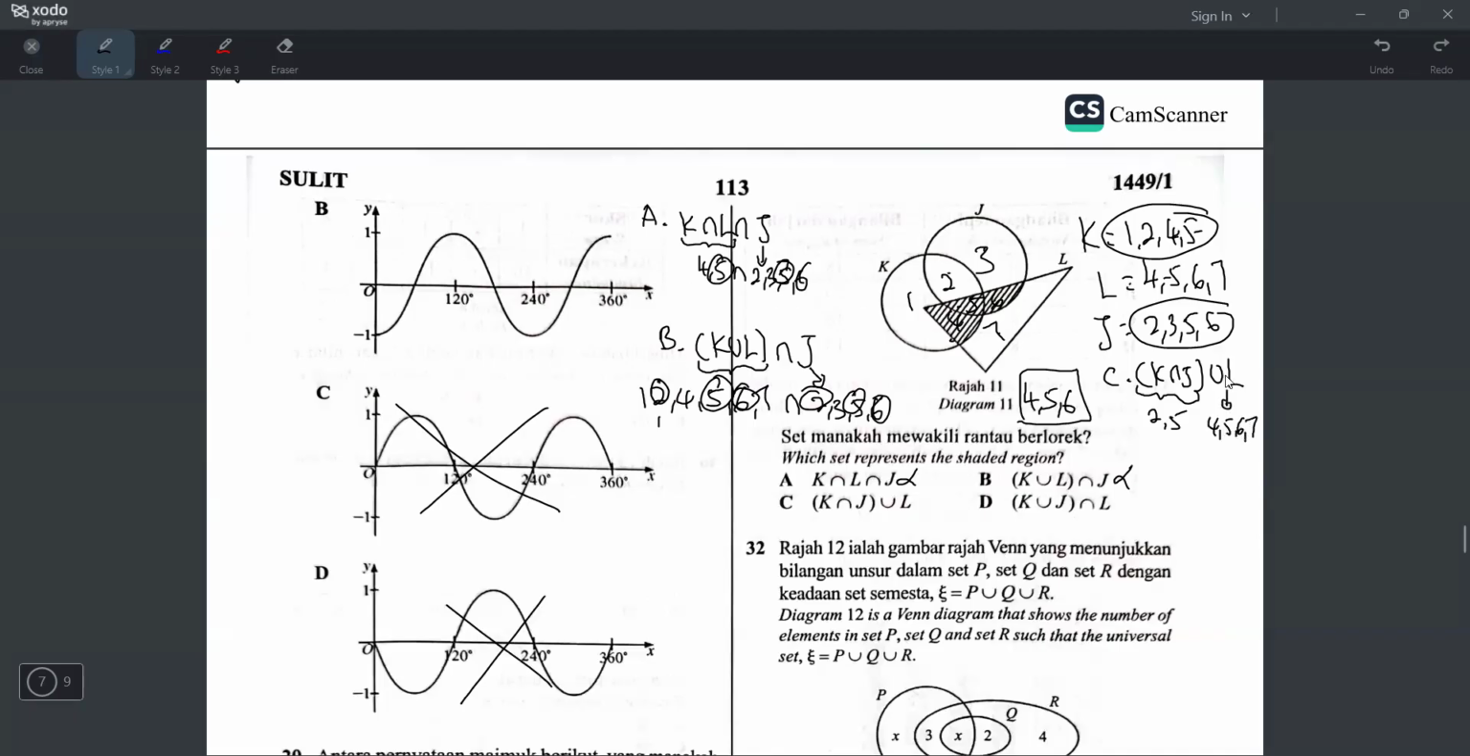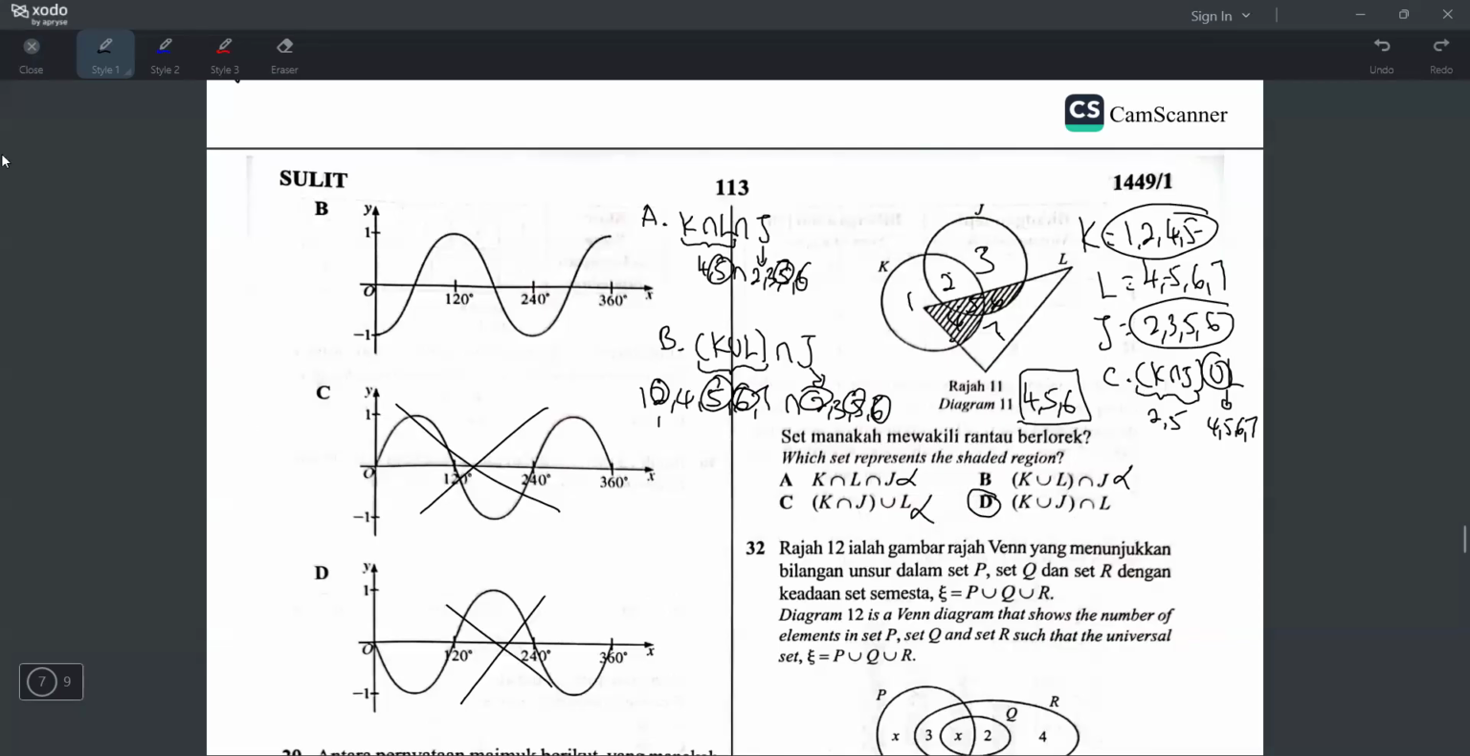Okay. And then they want to do the union. Union means ambil semua. So you have to load it 2, 5, 4, 6, 7. So salah lah. So yeah. Because I told you already, the shaded region has to be 4, 5, 6. Then baru kita boleh cakap yang tu jawapan. So C is also wrong. So the answer is D already.